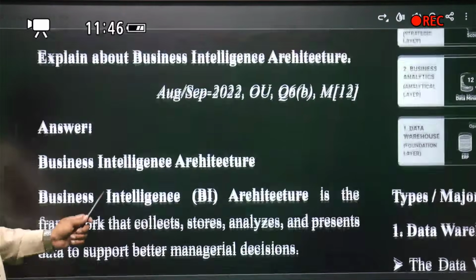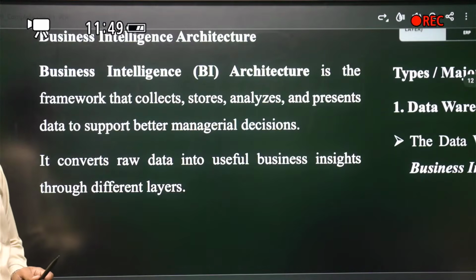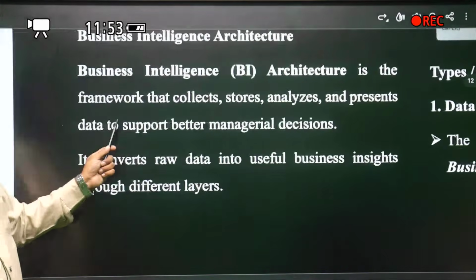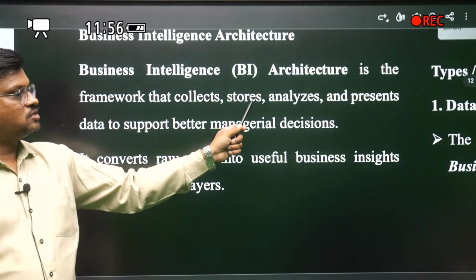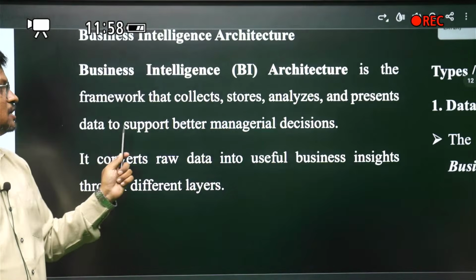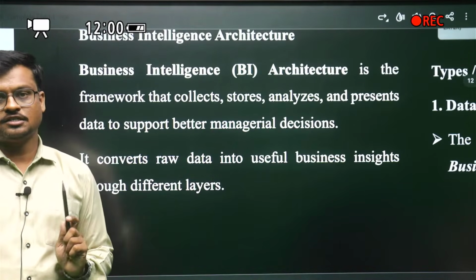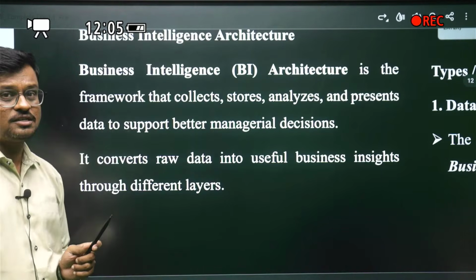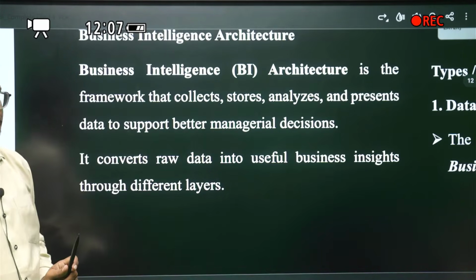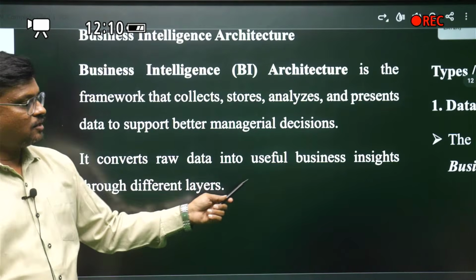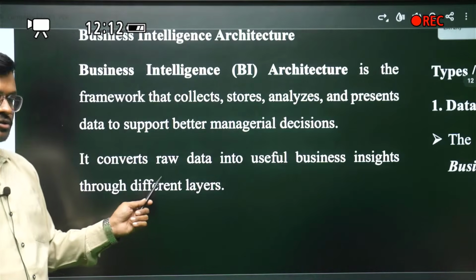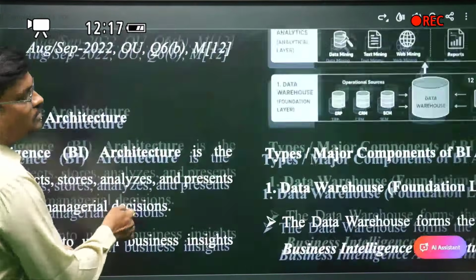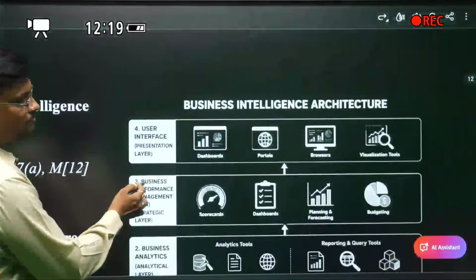Again, I have to go with the basic definition. What is BI? BI architecture is the framework that collects, stores, analyzes, and presents the data to support better managerial decisions. You will be collecting, storing, analyzing, and presenting the data for better decision making. It converts raw data into useful business insights through different layers, and those different layers are considered the architecture of your data.